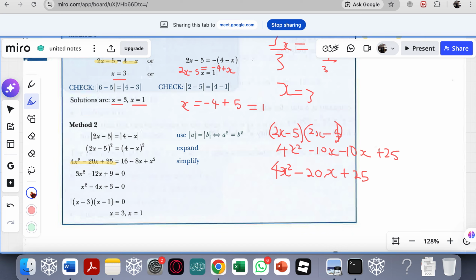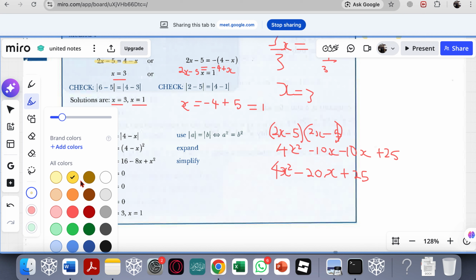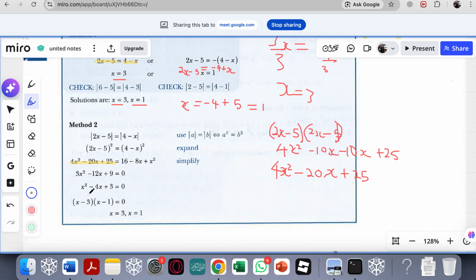You will get 16 minus 8x plus x squared. Then when you reach here, you collect like terms. You collect what? Like terms. Meaning, the ones with x squared come first, followed by the ones with x, and then the constant. You add them together.